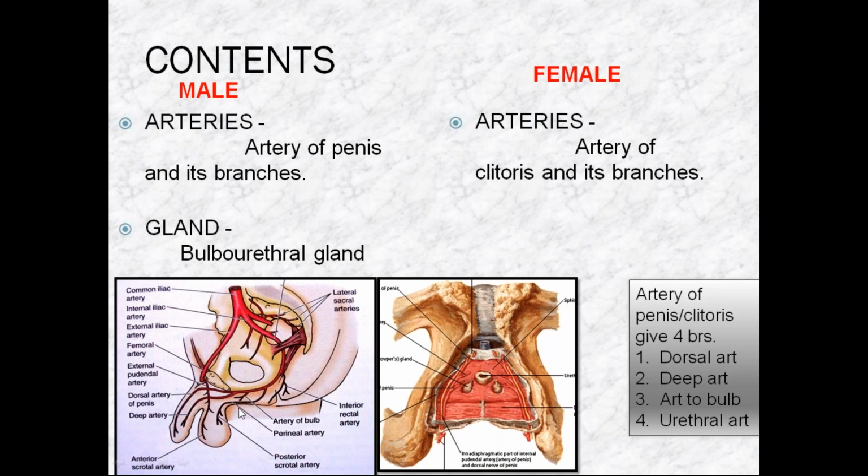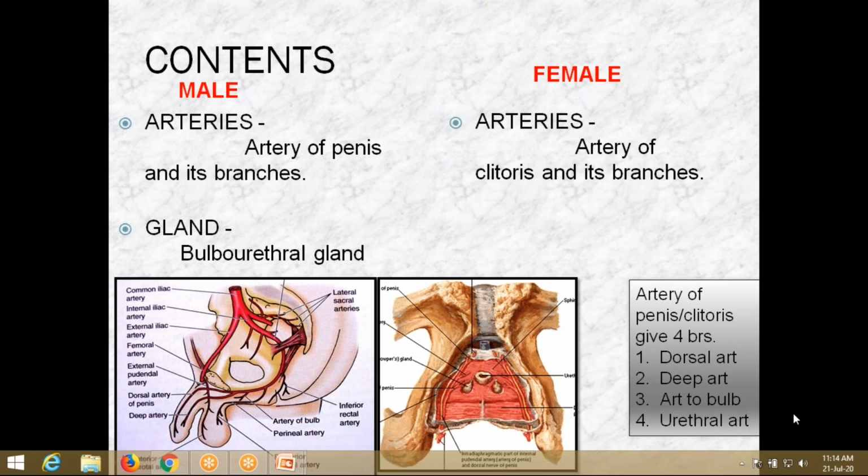These are artery to the bulb, urethral artery, deep artery, and dorsal artery of the penis. These are the branches of artery of the penis. Similarly, artery of the clitoris and its branches are dorsal artery, deep artery, artery to the bulb, and urethral artery.